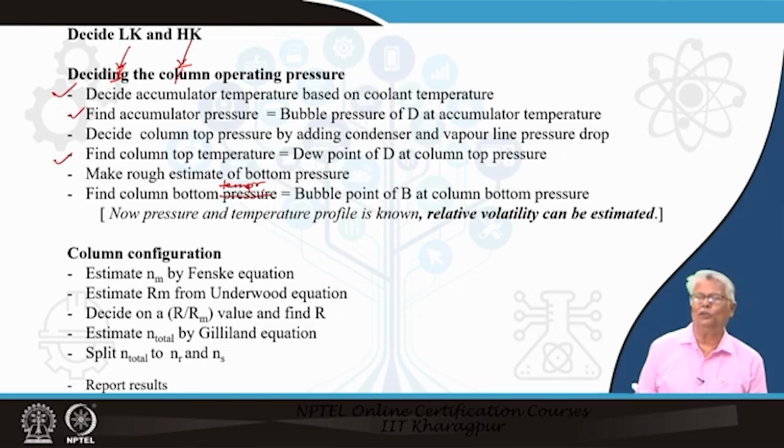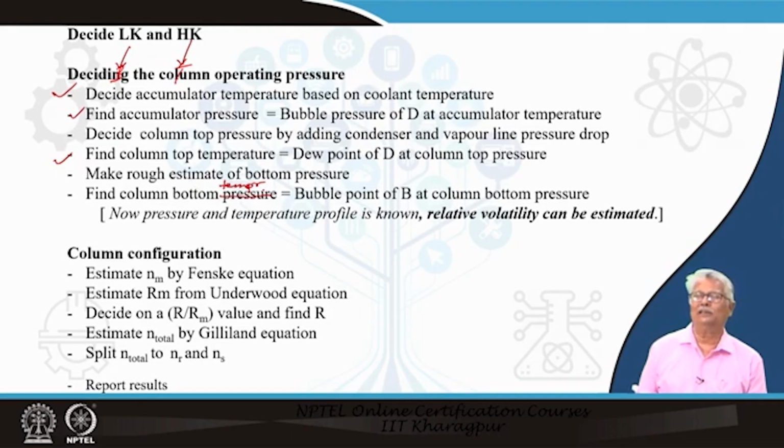So, what we know now is basically the entire column profile of temperature and pressure. We know the relative volatility at the top and the bottom condition. We can use the design relative volatility estimate as the geometric mean of the column top and the column bottom relative volatilities between the light key and the heavy key.